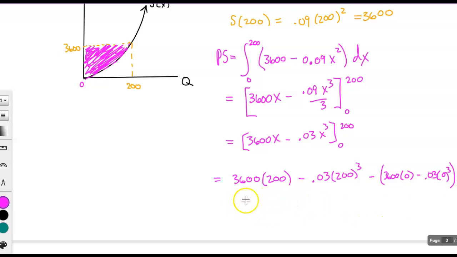Work all that out, and you end up getting $480,000. So the producers made $480,000 more than they thought they were going to make. So that is consumer and producer surplus.